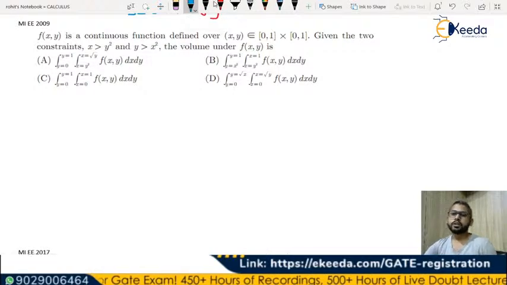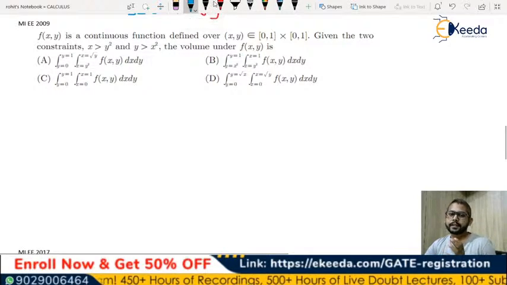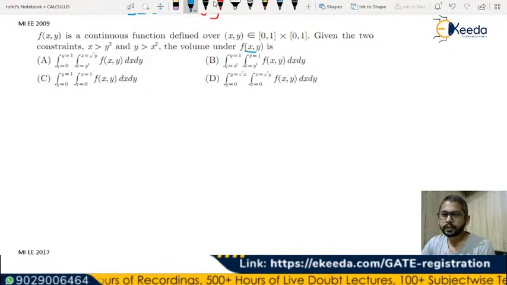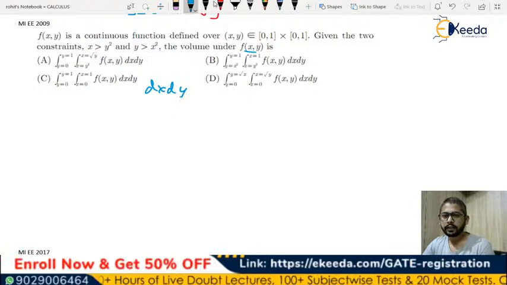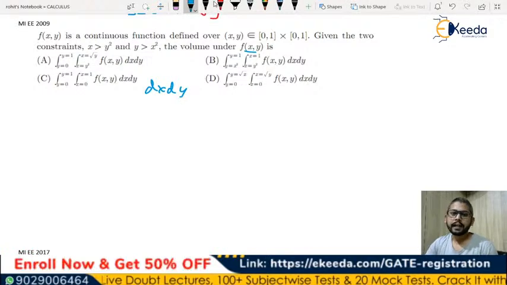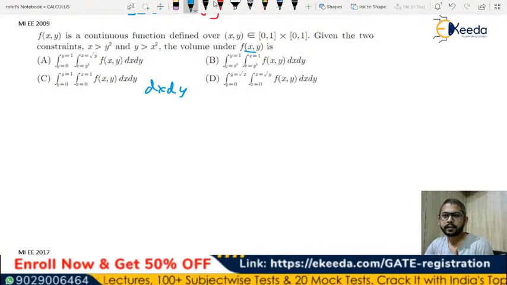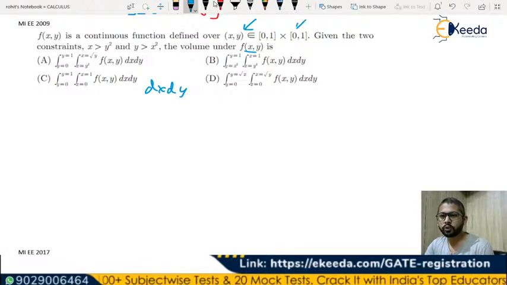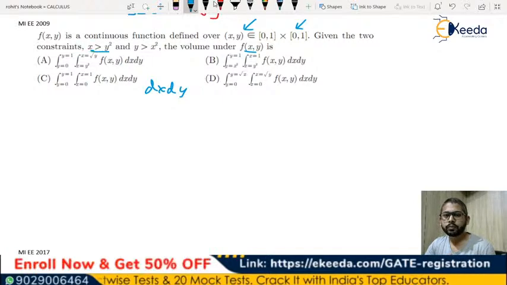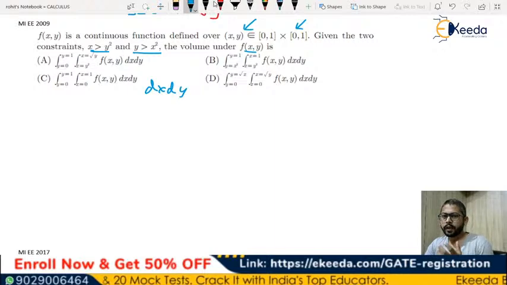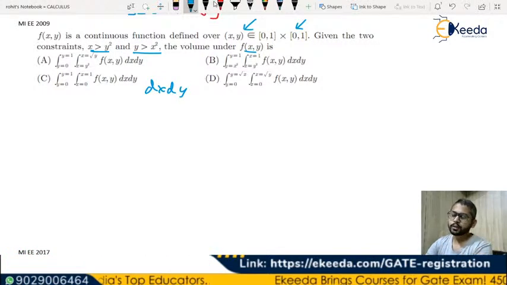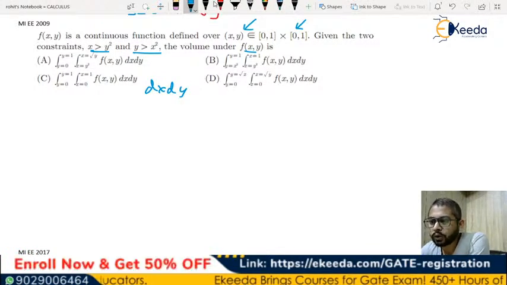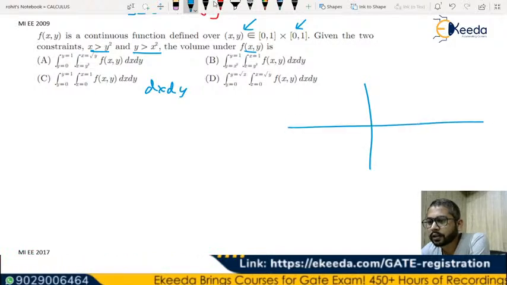Let's see the region again. So in this case, there is a function, let's say f(x,y), and you have to check the order of integration is dx dy, right? In all the four options you can see this, and there is a constraint for this function. First of all, it has to lie between 0 to 1, and second, it has to fulfill this condition. Now, what is x greater than y square and what is y greater than x square? Before x greater than y square or y greater than x square, let's see what is x is equal to y square and y is equal to x square.